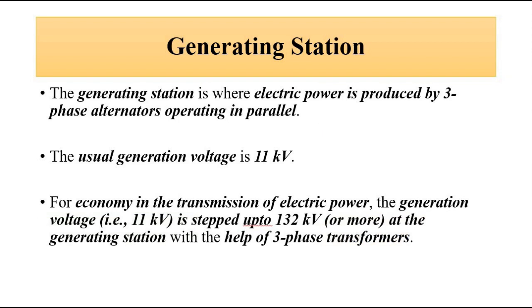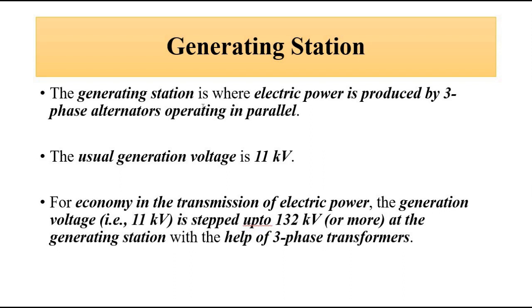So first, the generating station. Here the generating station is the point where the electric power is produced by 3-phase AC generators called alternators, which operate in parallel. Here the generation voltage value is very important. The usual generation voltage value is 11 kilovolt.